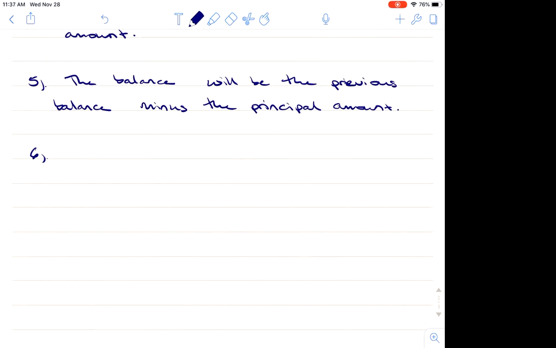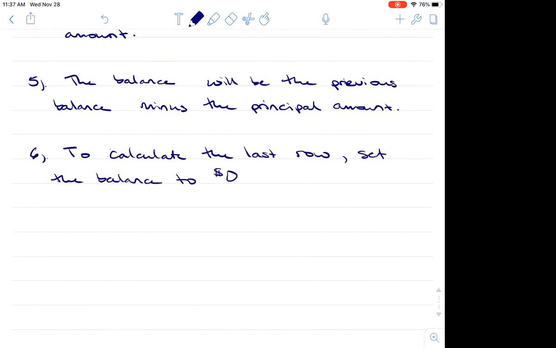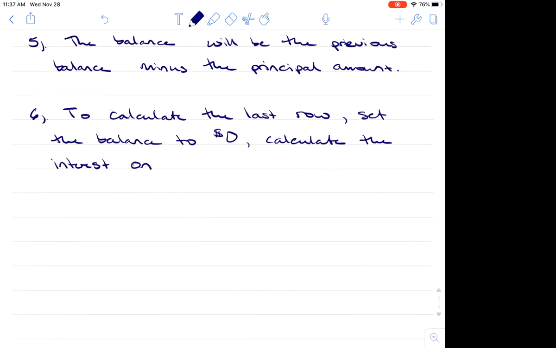All right, so what did we say? To calculate the last row, set the balance to $0. That makes sense, we're done, our balance should be 0. Calculate the interest on the previous balance.